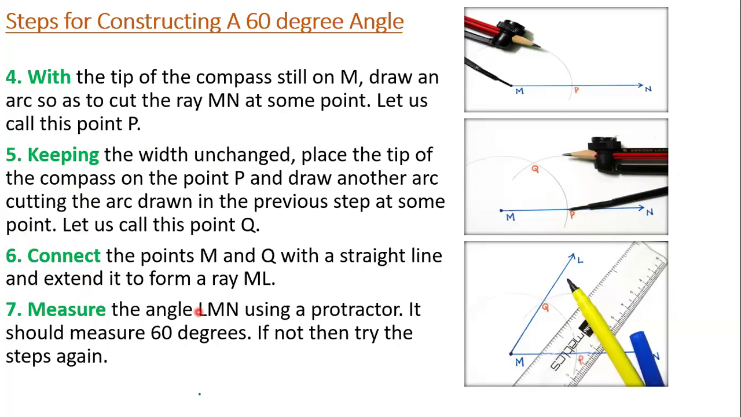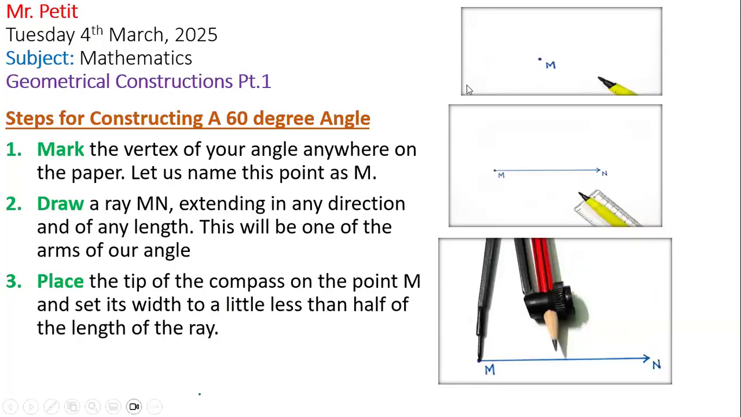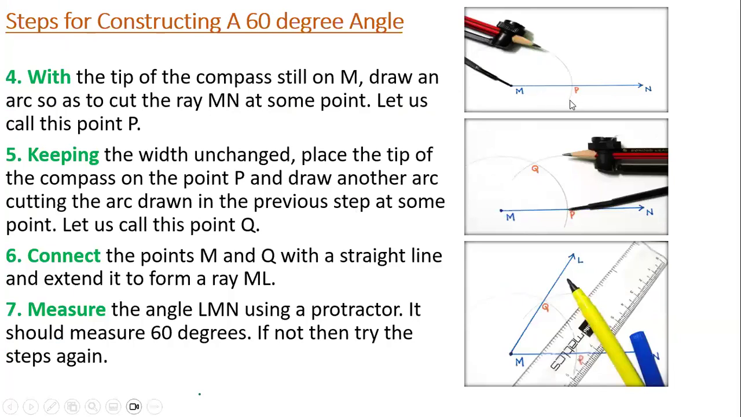Okay. So what we gonna do? Let me start from the beginning for those persons who didn't know. The first thing we do is we draw our point, our vertex. We call that M. We draw a line to form a ray, MN. We put our compass at this particular point, M. We open it. Do we open it all the way wide, or do we open it to a little less than half? A little less than half. Then we are going to draw a what? A curve. So we're going to draw a curve. This curve is going to cut the ray.